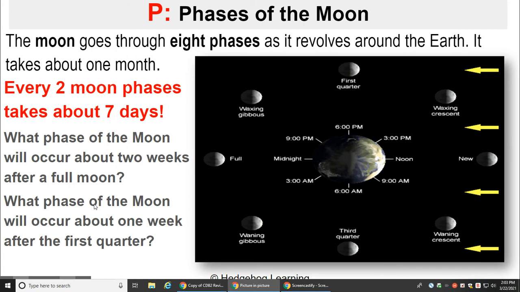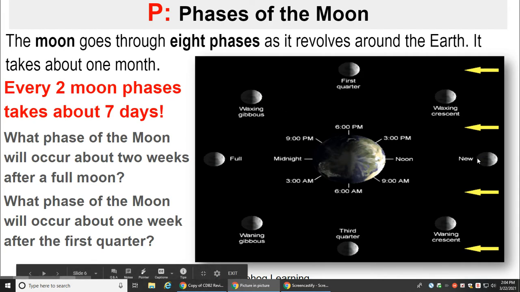Which phase of the moon will occur about 1 week after the first quarter? So here's the first quarter, and 1 week would be a full moon. You could also say that every quarter phase takes about 1 week, and you have 4 quarters: 1, 2, 3, 4.